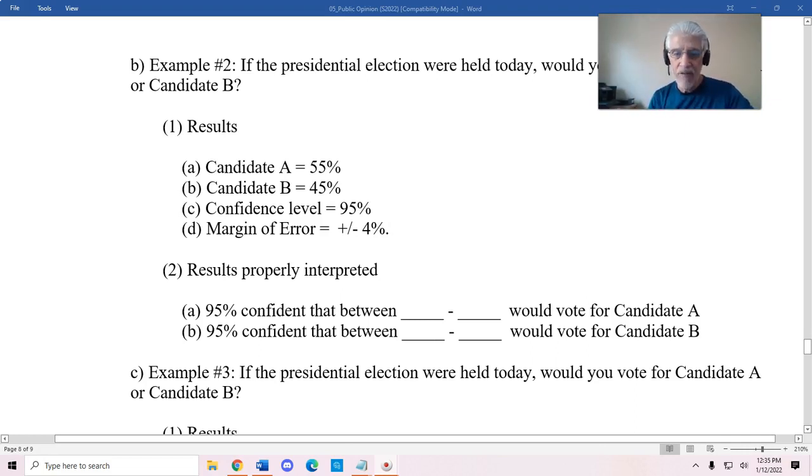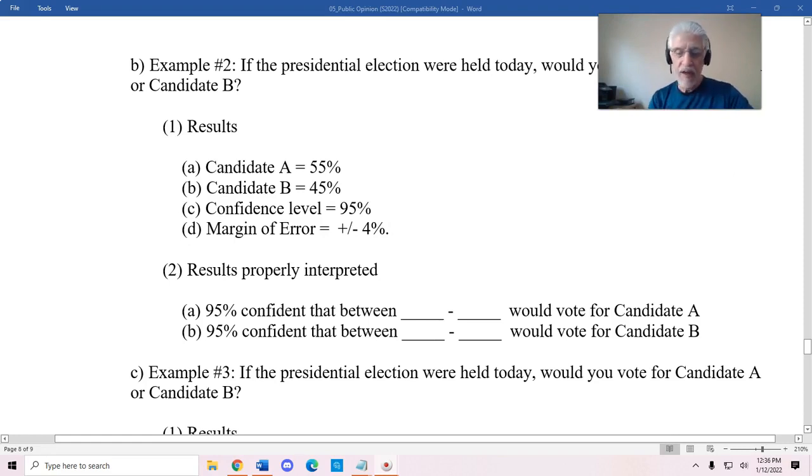Now, what that also means for candidate B is that we're 95% confident that somewhere between 49% and 41% would vote for candidate B. How did I get those numbers? The same way. The confidence level is already fixed at 95%, but I added 4 to the 45% who said they would vote for candidate B. I subtracted 4 from 45%, and that's how I got those numbers.